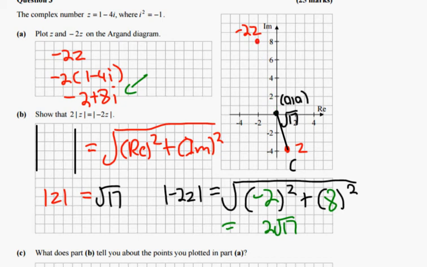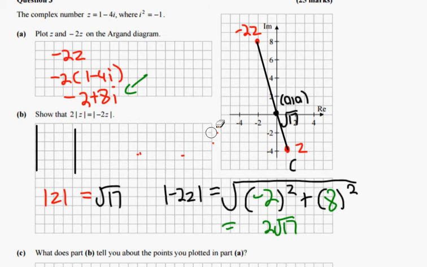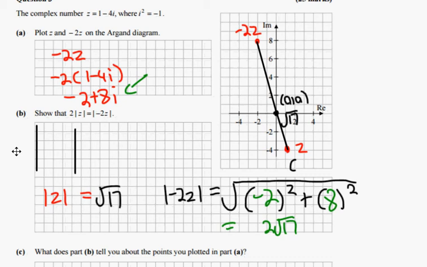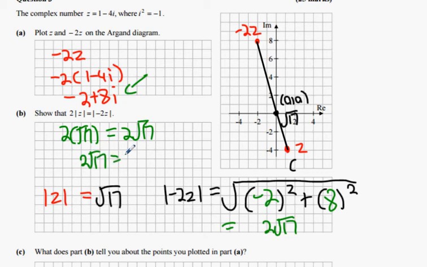Now, to go back to the language of the question, what they asked me at the start was, is 2 times the modulus of Z equal to the modulus of minus 2Z? What do you think the answer is? So, it's 2 times root 17 equals 2 root 17. 2 root 17 equals 2 root 17. Shown. Or verified, whatever you want to call it. They're the same number. Twice.